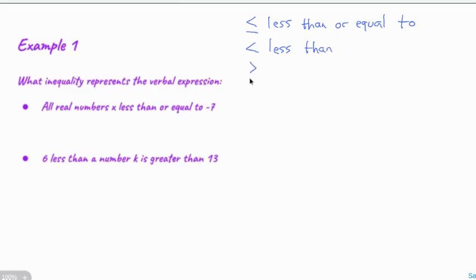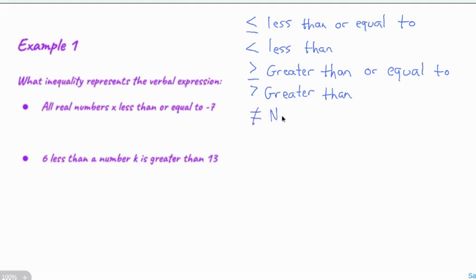And then when it's pointed to the right, it's greater than. So the first one would obviously be greater than or equal to. And then the last one is just greater than. And then I'll throw in one more for free. I honestly can't remember how often we deal with this in this unit, but it is not equal to. Okay. All numbers x less than or equal to, so that'd be this first one up here, negative 7.